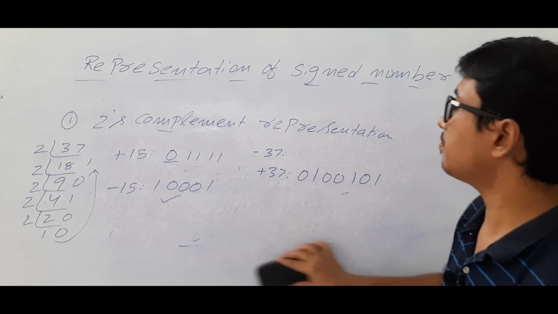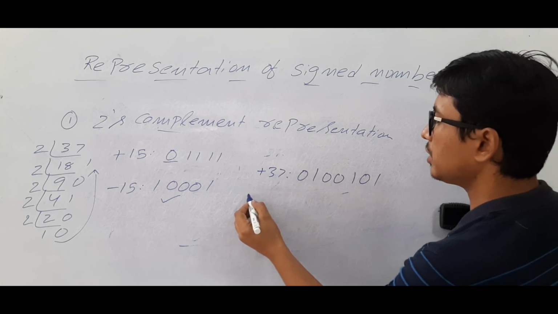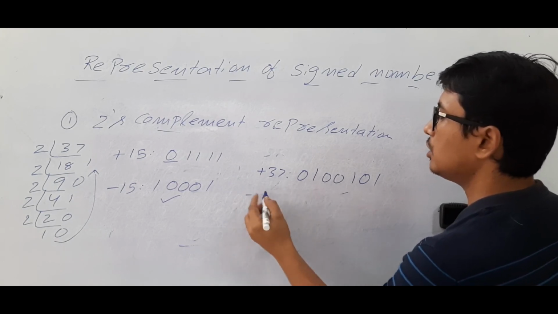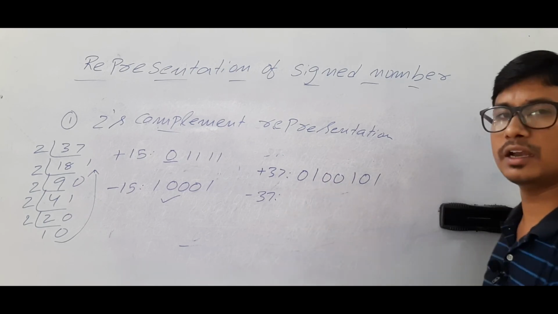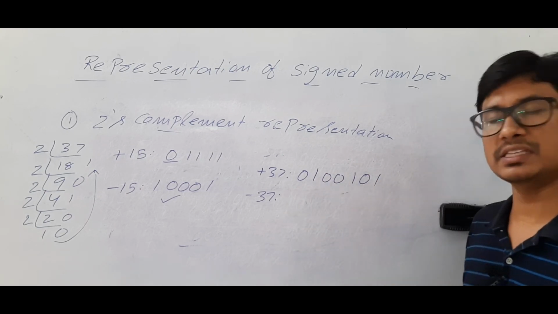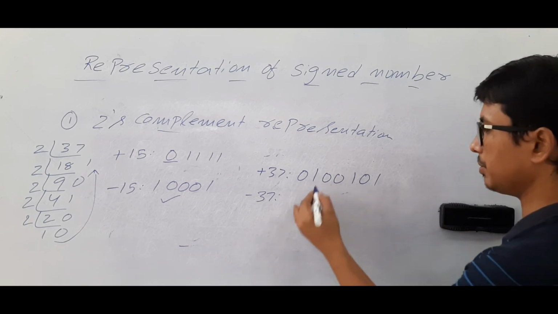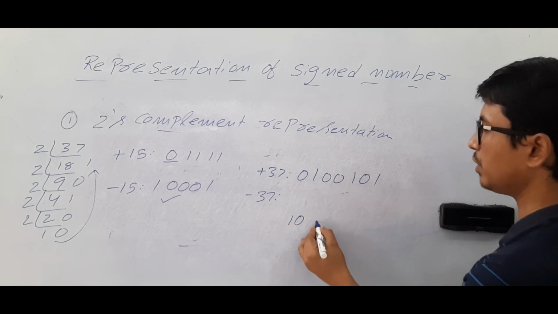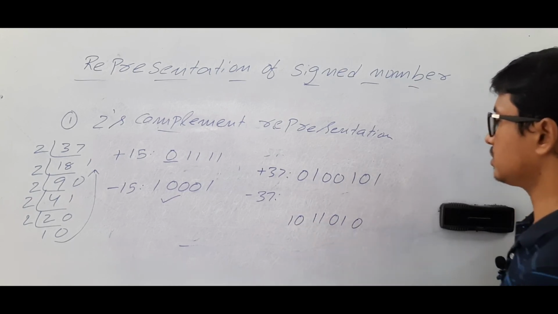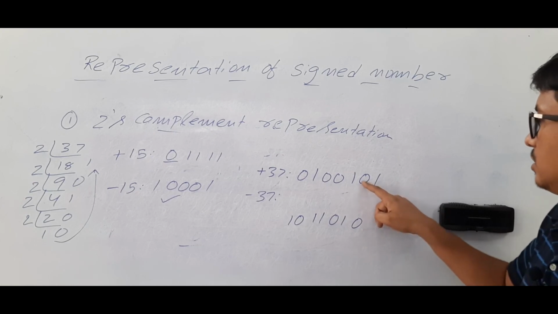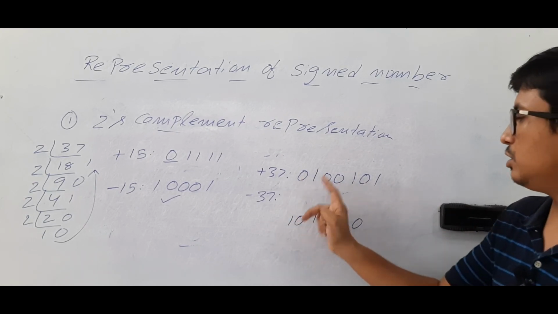Now I need to represent minus 37. That is my question. If I want to represent minus 37 using the twos complement form, I just need to calculate the twos complement of plus 37. First I need to calculate the ones complement. It will be 1011010. I have a 1, I kept it as 0; 0, I kept it as 1; two zeros, two ones, 0, 1, 1, 0.